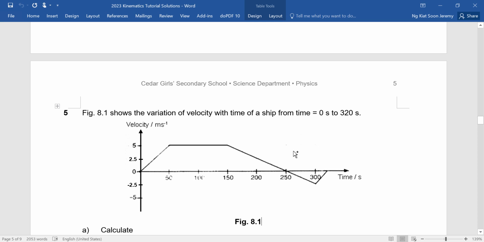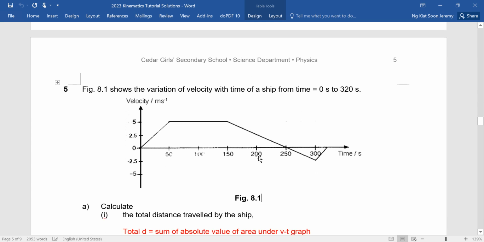Alright, hi Silarians, I'm here with question 5. This is the velocity time graph of a ship. When we look at a velocity time graph, we always think about two things. The gradient of a velocity time graph gives us acceleration, and the area under the graph gives us displacement.